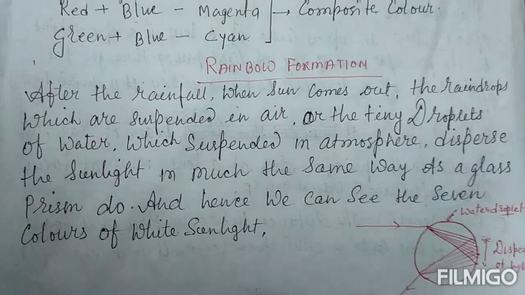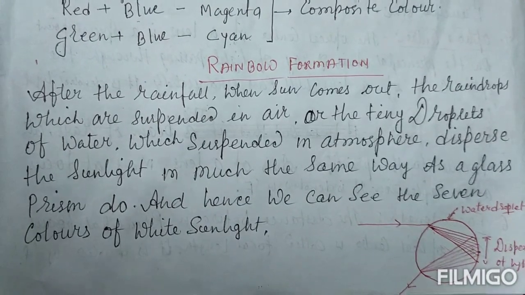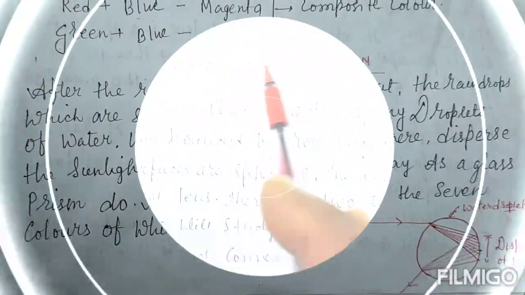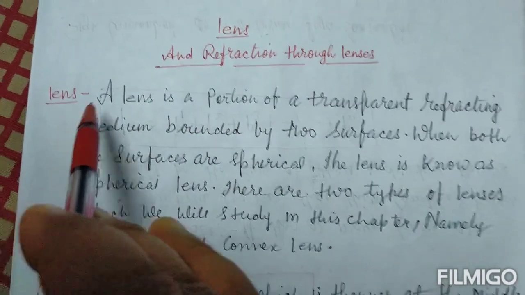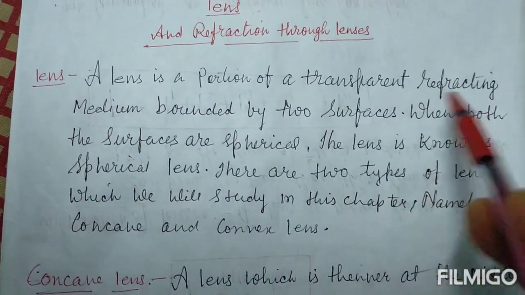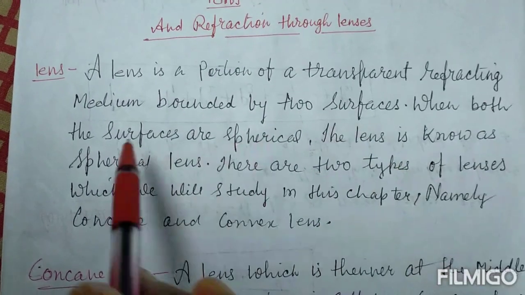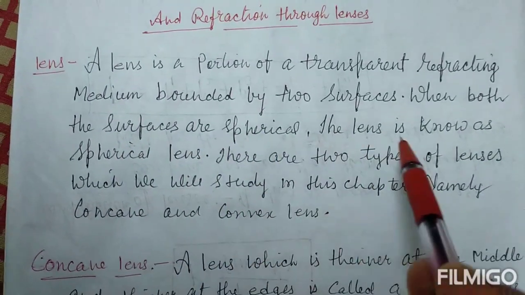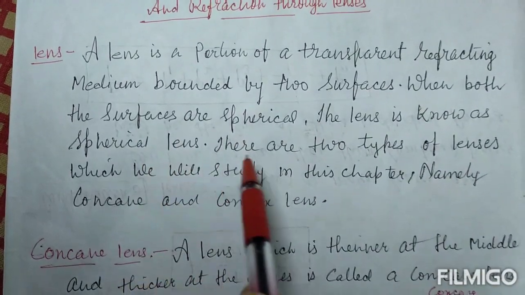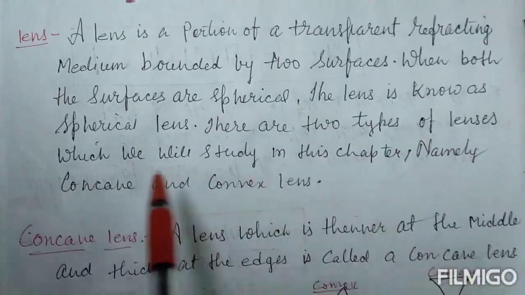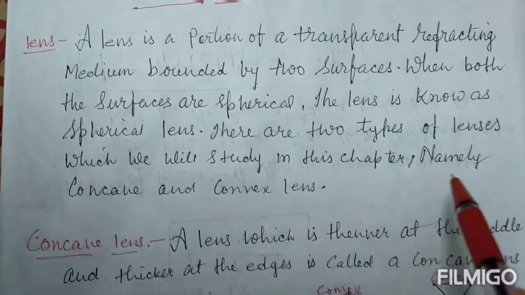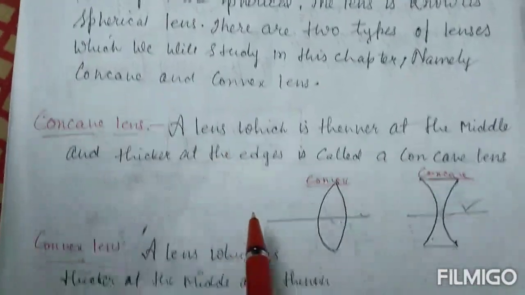Now I will explain lens, and refraction through a lens. A lens is a portion of transparent refracting medium bounded by two surfaces. When both the surfaces are spherical, the lens is known as a spherical lens. There are two types of lens which we will study in this chapter, namely concave and convex lens.